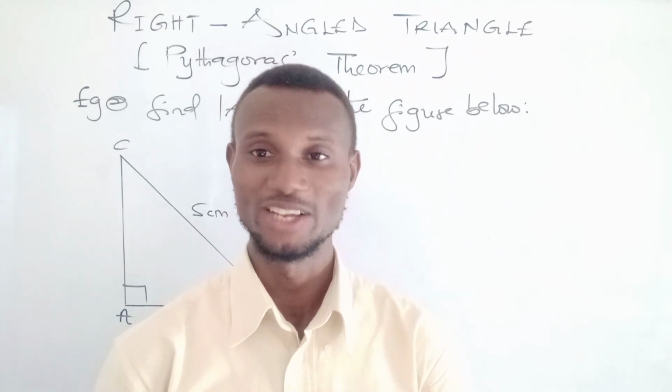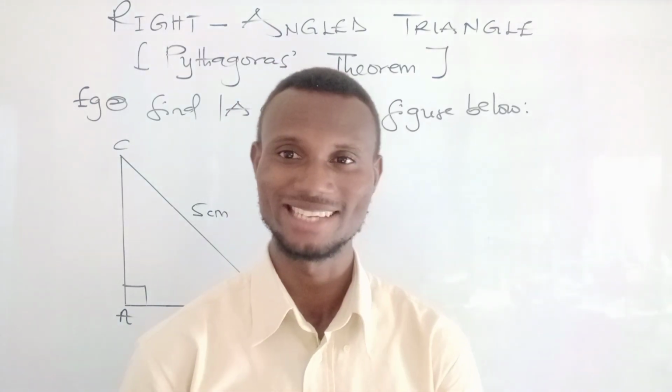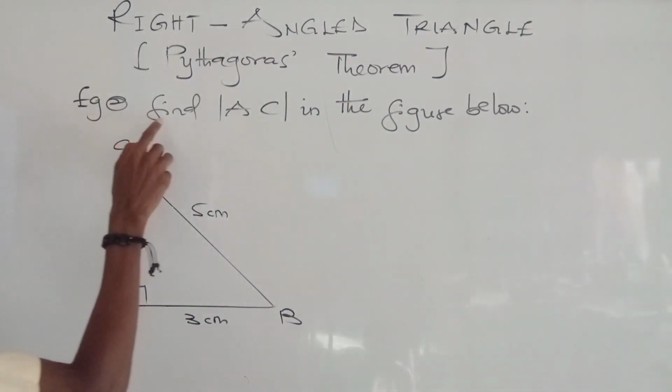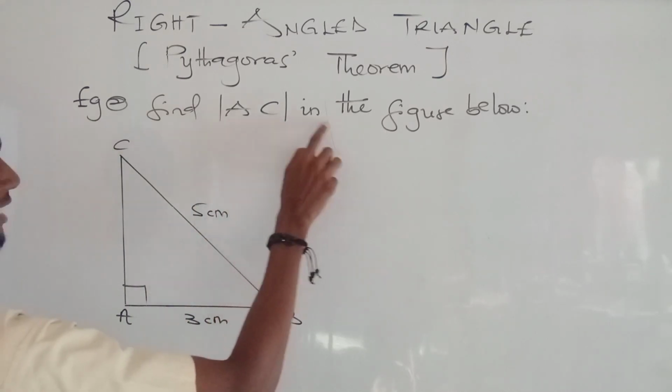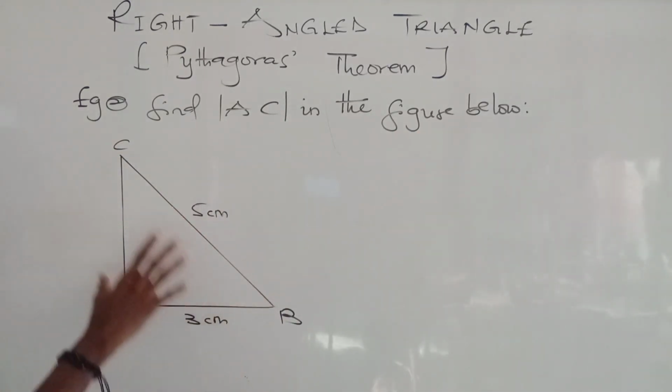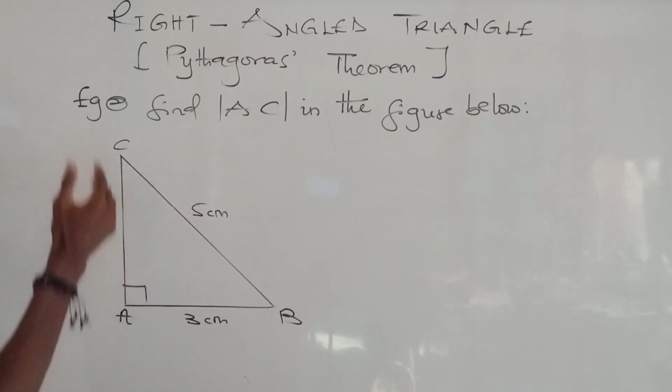Let's go ahead and solve the example 2 that I have on the board. Okay, so example 2, it says we should find line AC in the figure below. So this is the diagram given and we are being asked to find line AC.